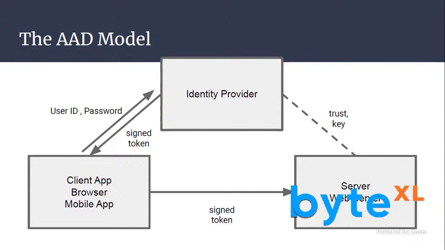These are the different benefits over the Azure Active Directory. So that is the identity provider. In this diagram, you can see the user ID and the password will first be shared with the identity provider. The identity provider will sign the token, and then the signed token will be shared with the web server. It's the signed token and the trust key. So if it matches on both sides, then it's good to access the server applications or the services which are required.